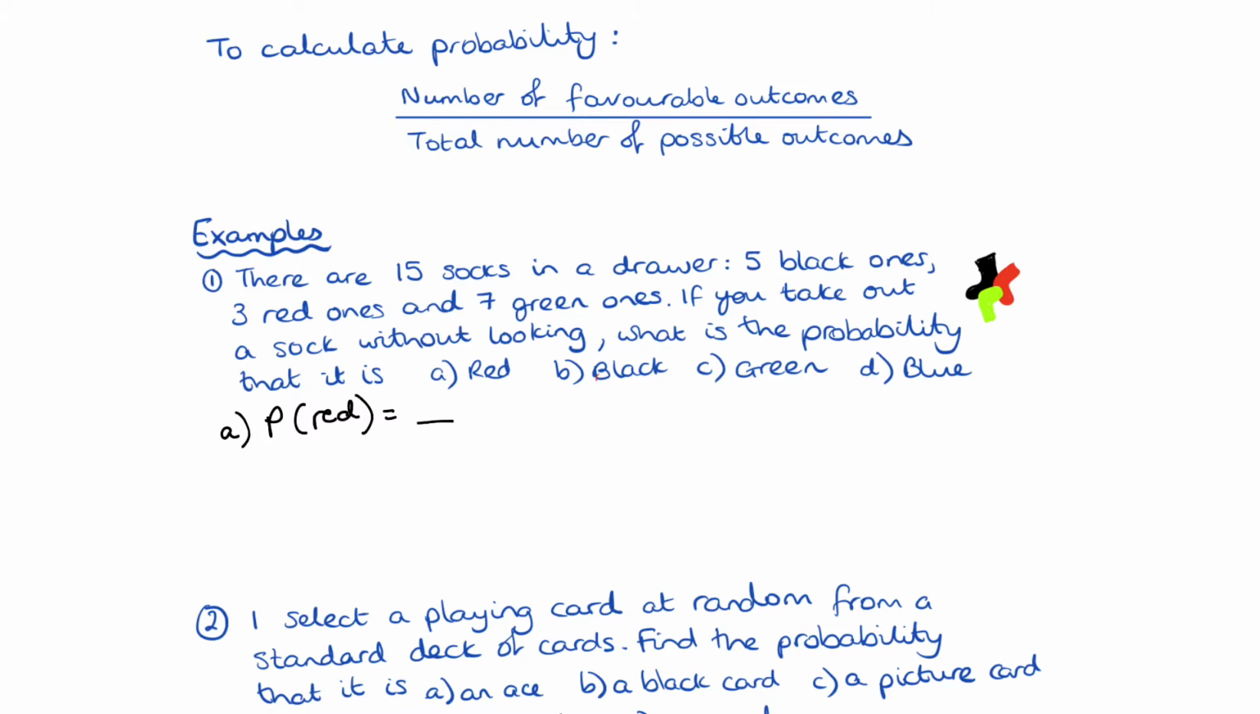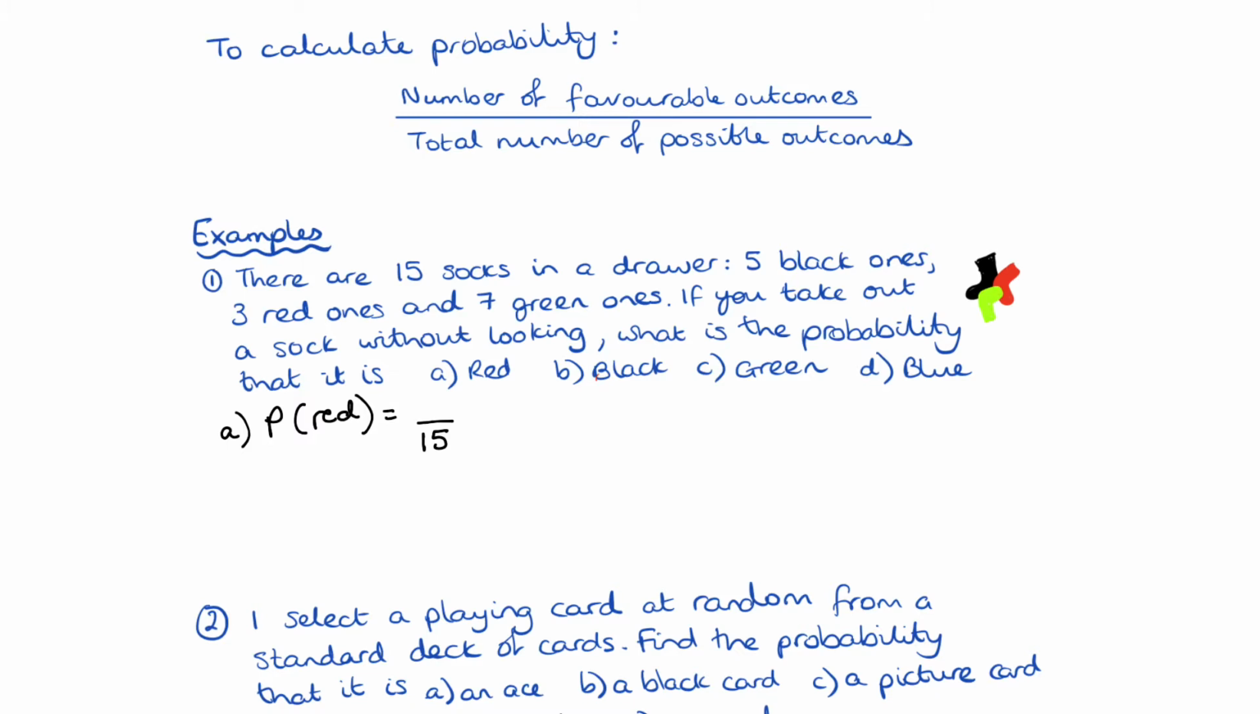Okay, so the bottom of the fraction is the total number of possible outcomes. So that's the number of different things that can happen when you pull out a sock from that drawer. Okay, now because there are 15 socks in the drawer, there are 15 things that can happen. You could pull out any one of those 15 socks.